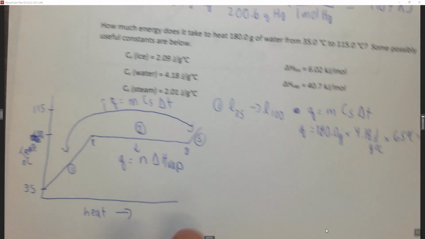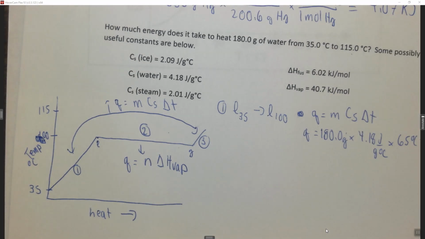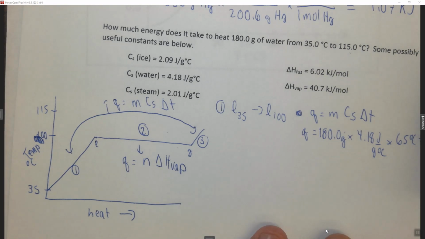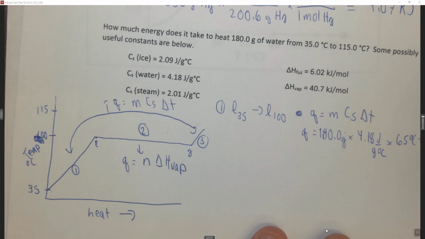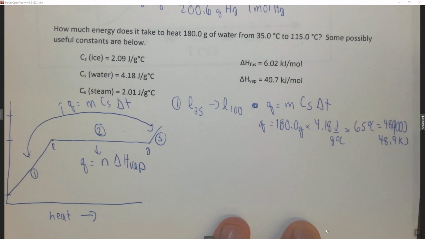When you do that math, you find that the amount of heat added here is 48,900 joules to 3 sig figs. Since I know that part 2 is going to come out in kilojoules, I'm going to go ahead and convert this to kilojoules, divided by 1,000, which is 48.9 kilojoules. All right, now let's look, oh, you can't see that.